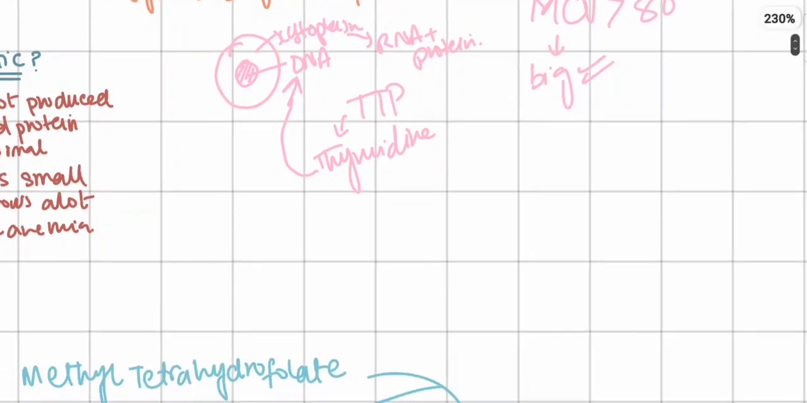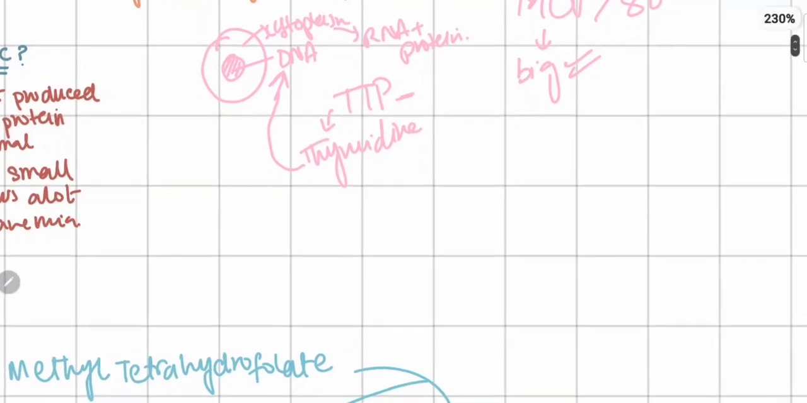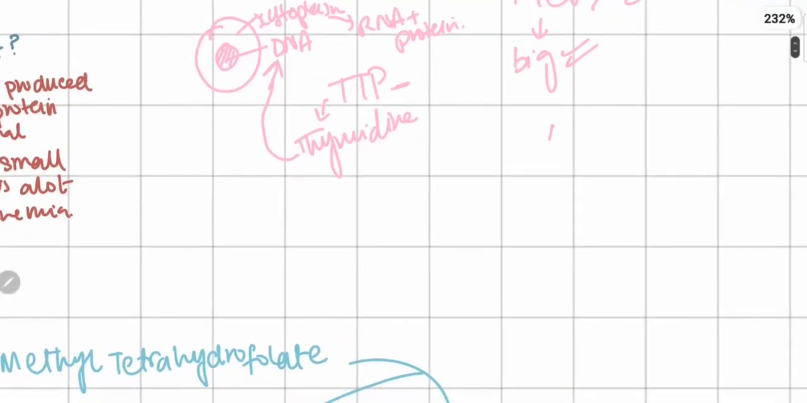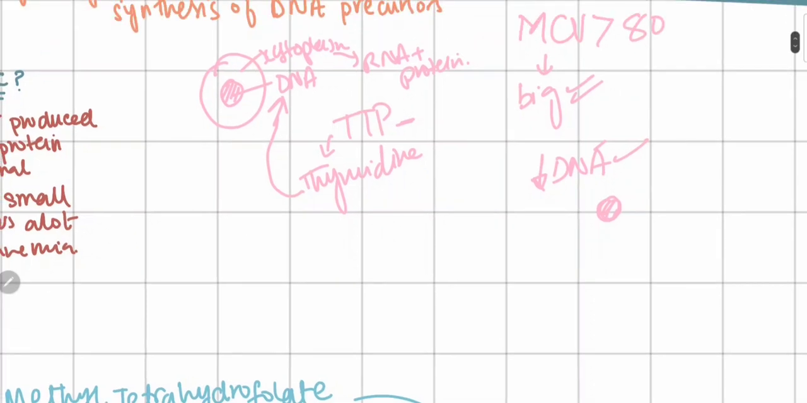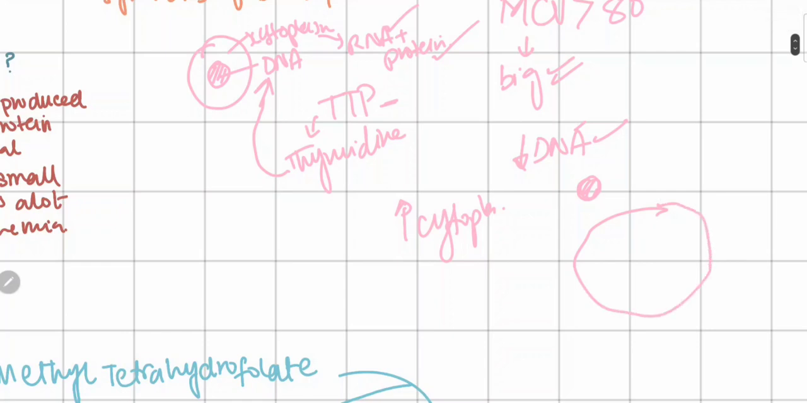Now, there's a problem with the production of thymidine, so we do not have enough DNA. DNA is less, so the nucleus is going to be small. We're going to have a small nucleus because we don't have enough DNA to replicate. But we're going to have everything else: all the other protein precursors and all the other RNA precursors. So the cell cytoplasm is going to increase. That is why these are big cells, but with small nuclei.